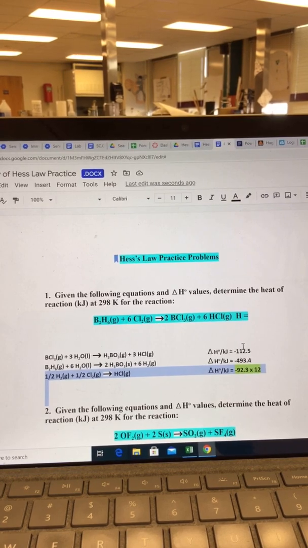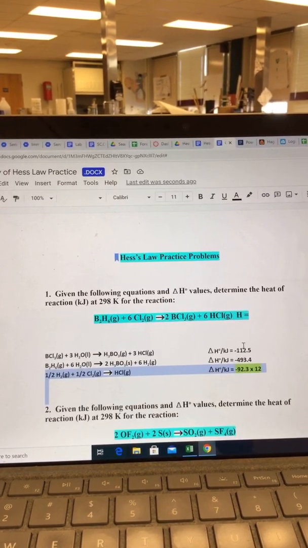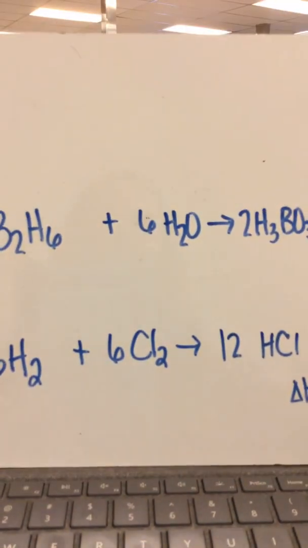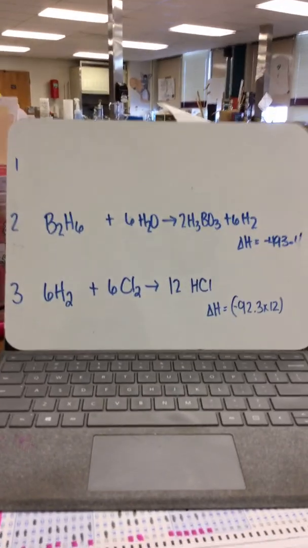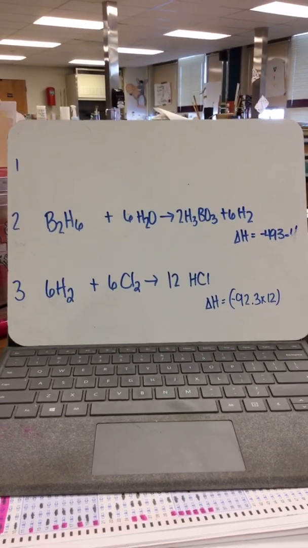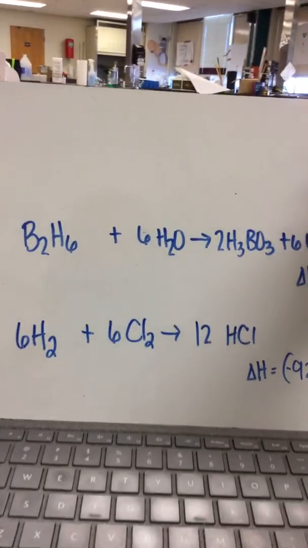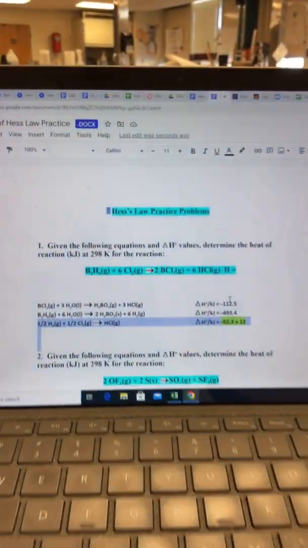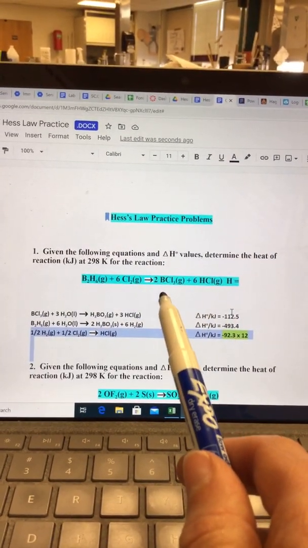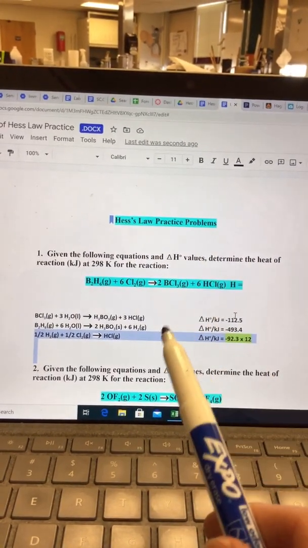I'm multiplying my heat value by 12 as well. So as you can see right here, this was what I did. I recorded equation 3 down because I know that it's good the way it is. All right. Now, the next thing I'm going to do is look for 2 of these BCl3s.